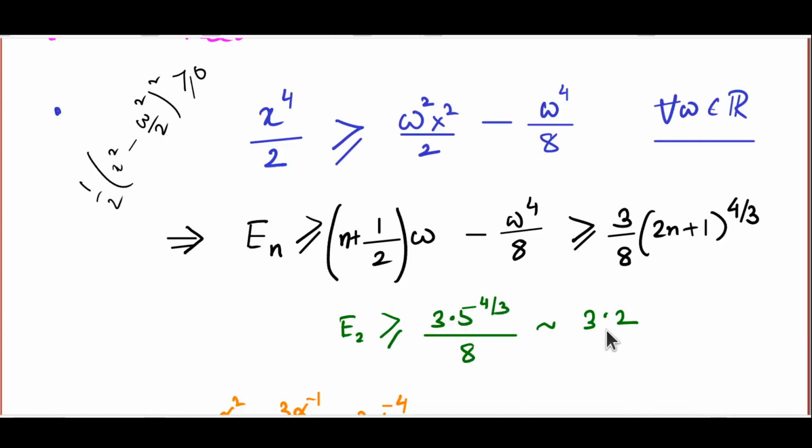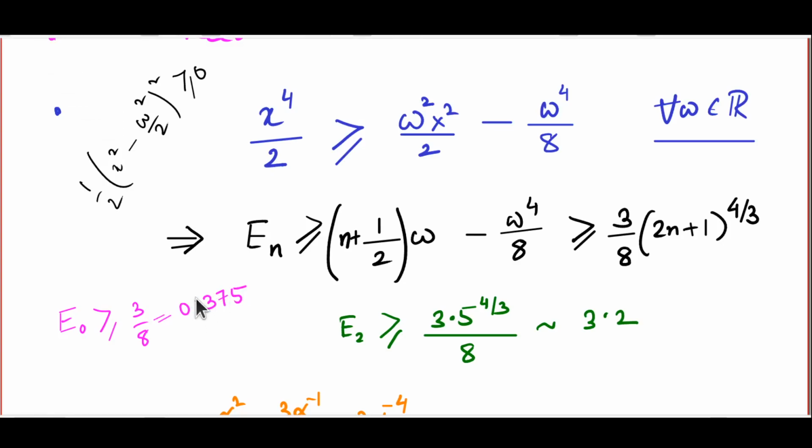which is around 3.2. Now let me point out that at this stage you might even wonder whether we have already gotten to our final result, because this also gives me a lower bound for E0, which is simply 3/8. In fact, this is exact, 0.375.